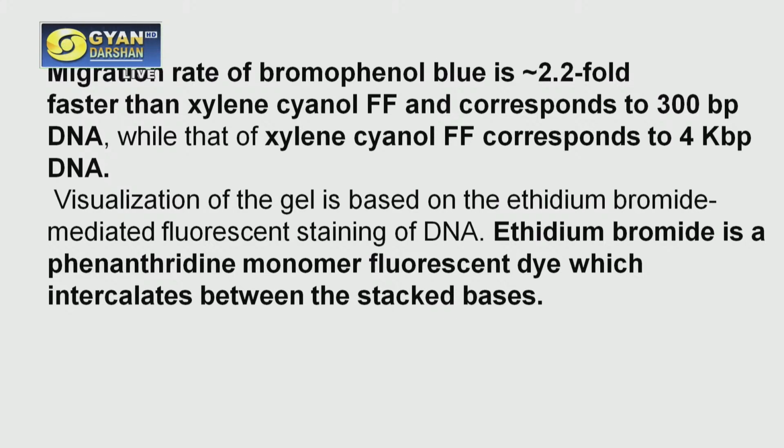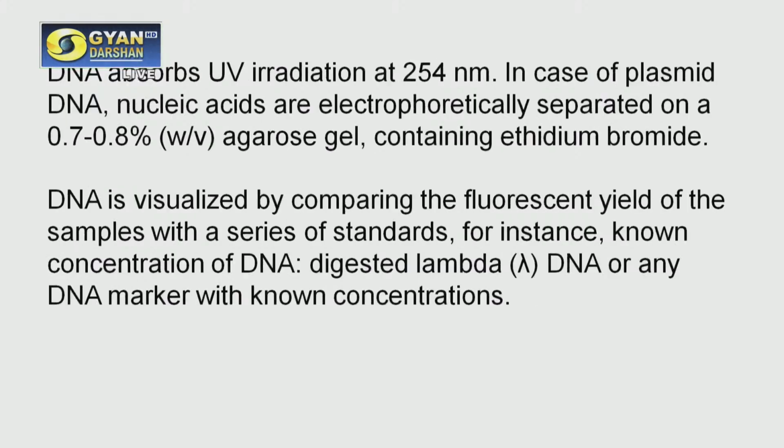So in that way, you can decide. And finally, when the gel run is over, I already told that you need to stain the gel because you need to stain the DNA, and for that you have to use ethidium bromide, which is a phenanthridine monomer fluorescent dye which intercalates between the stacked bases.